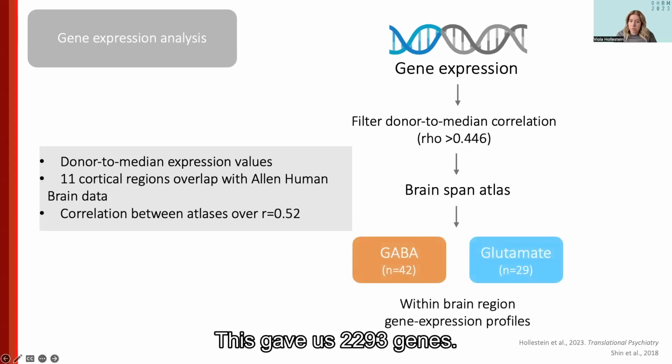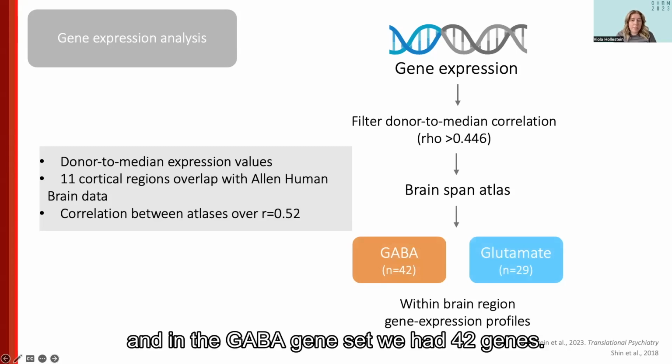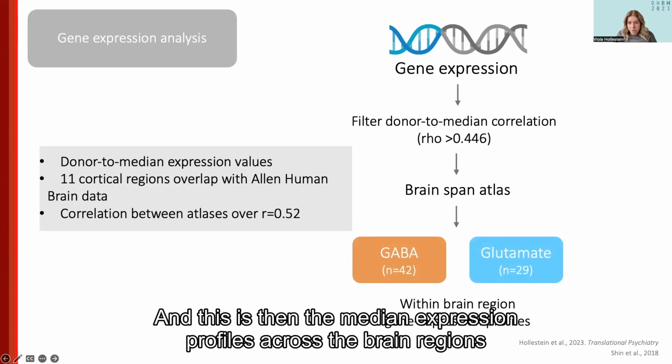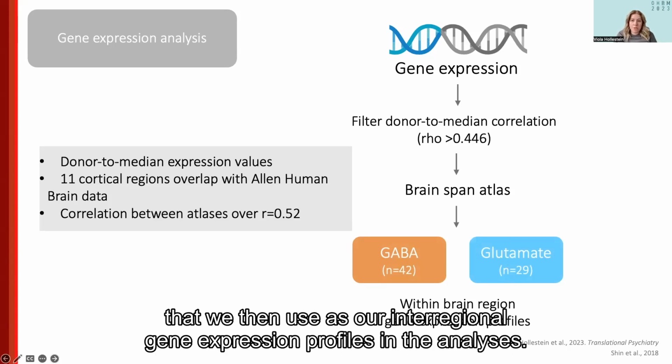This gave us 2,293 genes. In our glutamate set, this was 29, and in the GABA gene set, we had 42 genes. And this is then the median expression profiles across the brain regions that we then use as our interregional gene expression profiles in the analysis.